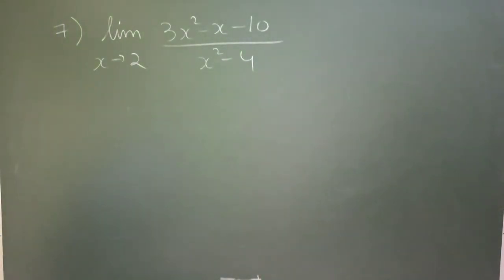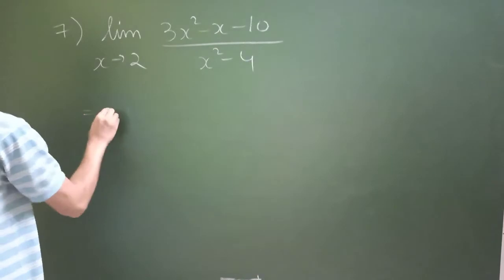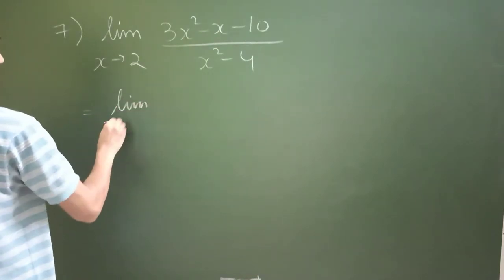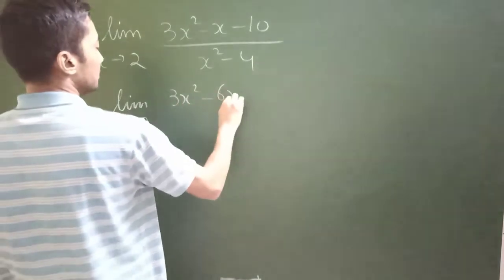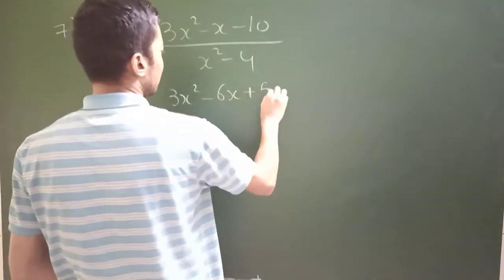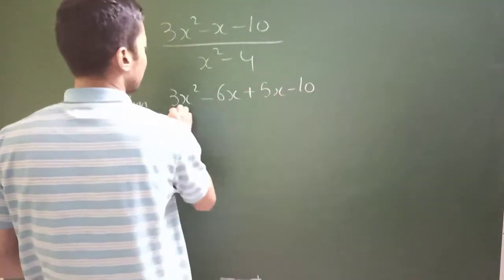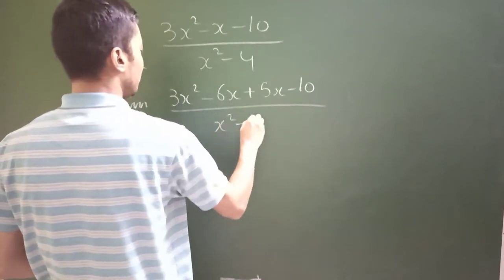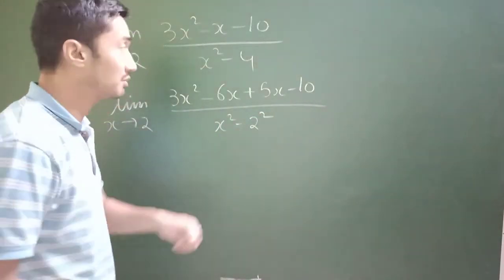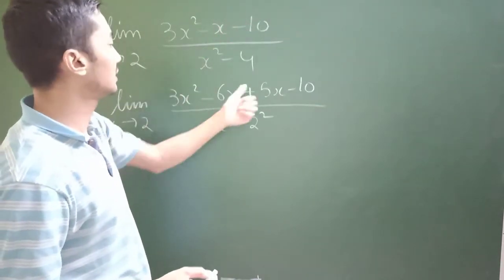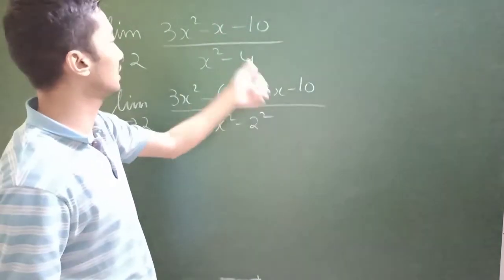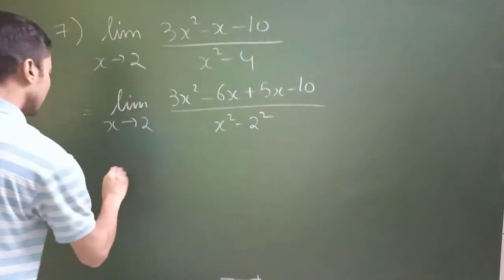So now let's see how we can simplify this. By factorization, of course. That is by splitting the middle term: 6x minus 5x minus 10. I hope you are familiar with the splitting the middle term concept, because 3 tens are 30 and 6 fives are 30, minus 6 plus 5 is minus 1. Not a big problem there.